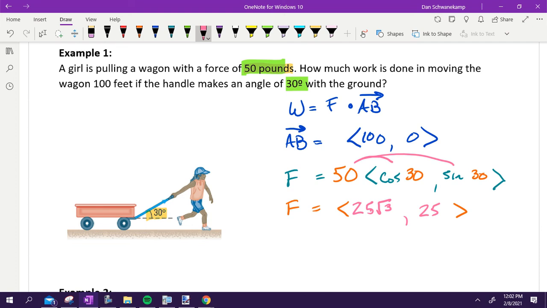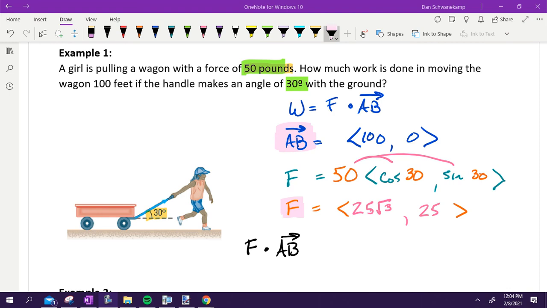Everybody go with me to there? To calculate the work, we then need to take our force times our AB vector. This vector times that vector, and we are doing dot products to figure that out. Talk with your neighbor, find the dot product. Go. Here we go. We are finding the dot product.